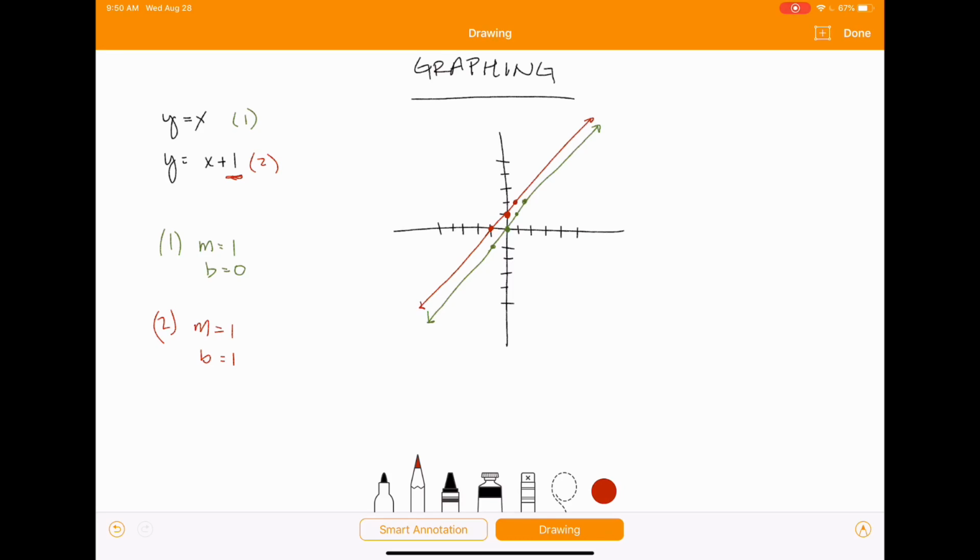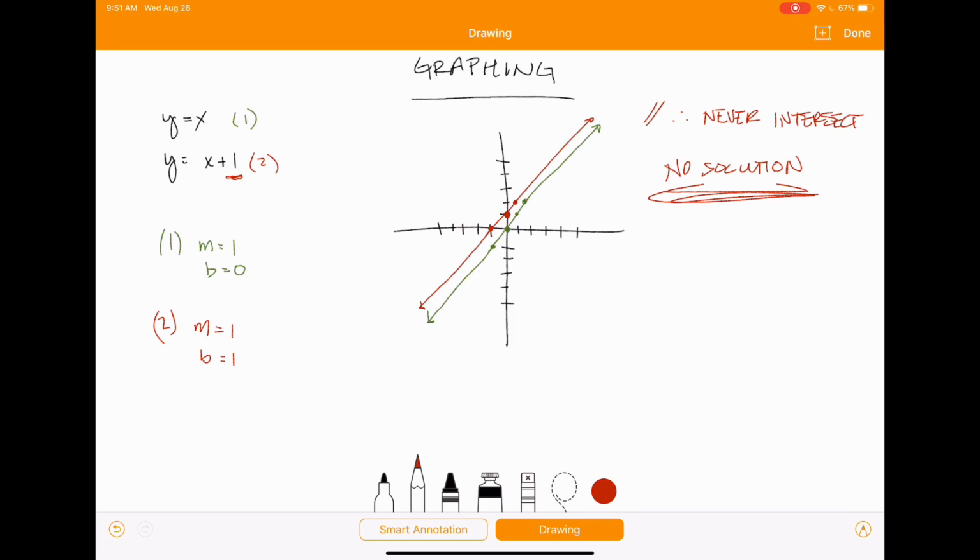And just like that, these lines are actually parallel. So therefore, they will never intersect. So this system has no solution. All right.